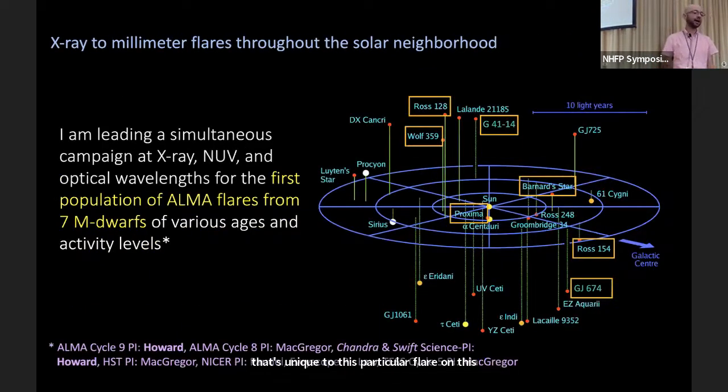To answer this question, I'm now leading a simultaneous campaign at X-ray, near UV, and optical wavelengths for the first population of ALMA flares from 7 M-dwarfs of various ages and activity levels. And I illustrate those 7 M-dwarfs with yellow boxes here. And you can see that these are indeed many of the nearest and brightest M-dwarf stars on the sky.